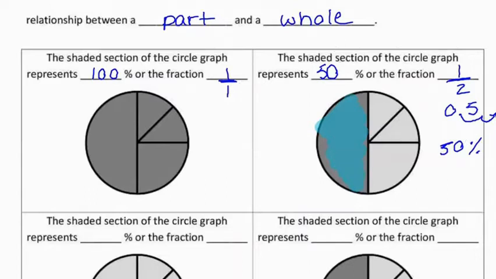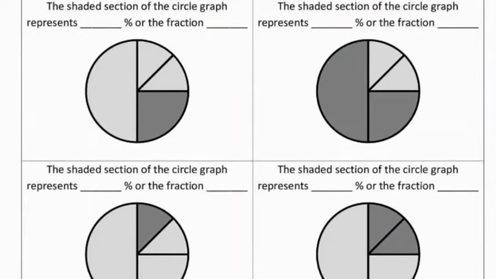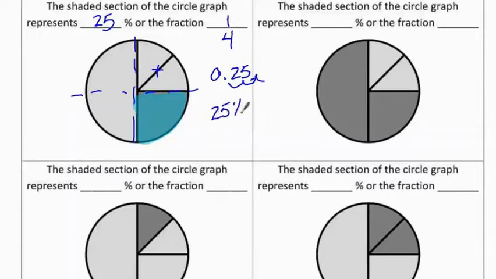All right, let's move down. The shaded section of the circle graph represents this little corner right here. If you look at this circle and you cut it like that, this is 1 out of 4, and we can just ignore this piece. 1 out of 4, or 25%. Same thing we did above: 1/4 is 0.25 as a decimal. Move the decimal point, and it becomes 25%.